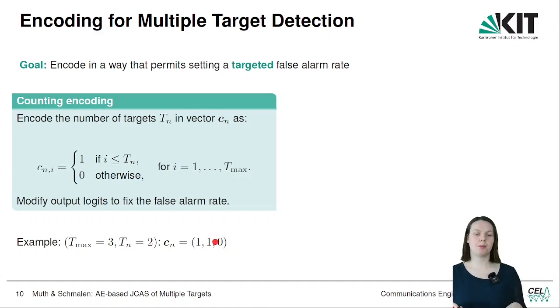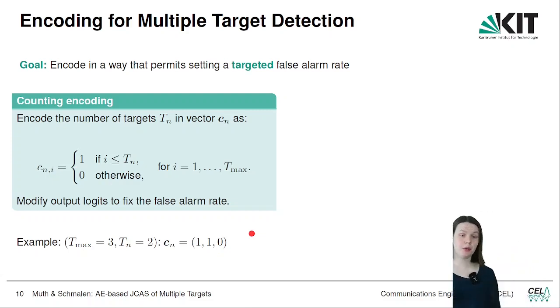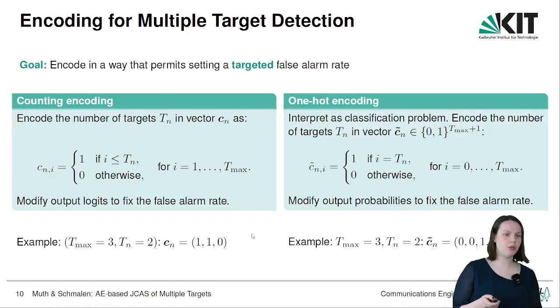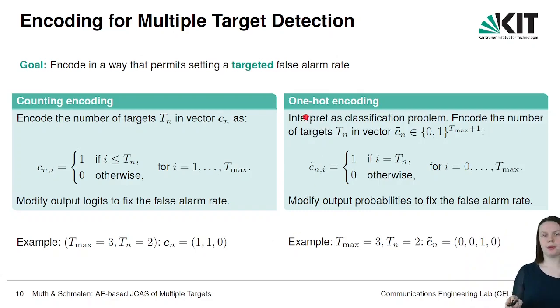And this is what actually enables us to really nicely set this false alarm rate. As a comparison metric, we use one-hot encoding. We interpret this as a classification problem, meaning that we classify into having 0 targets, 1 target, 2 targets, or 3 targets. With the same example, a maximum of 3 targets and detecting 2 targets, we have this vector which encodes this, meaning there would be a 1 here if we had 0 targets, a 1 here if we had 1 target. Since we have 2 targets, we have the 1 here, and for 3 targets there's the 1.